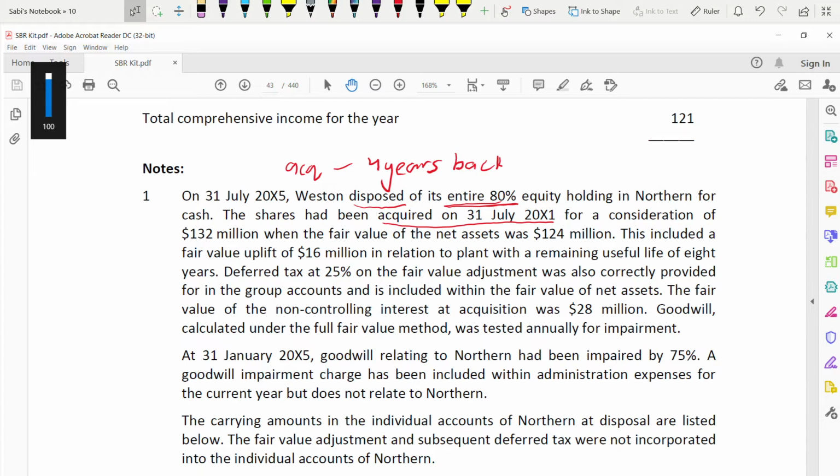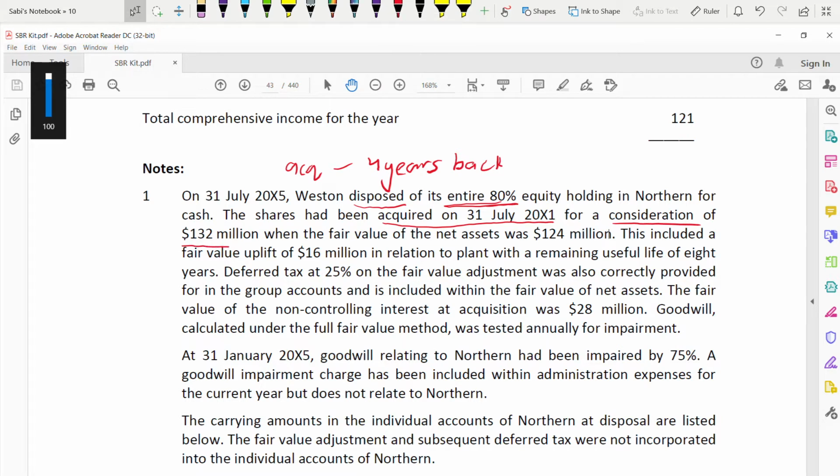Okay, for a consideration, what was the consideration? You need to know when they have acquired. The reason why they are giving you the acquisition details and the consideration is for your goodwill, or sometimes you might have impairment relating to goodwill, so that impairment will have an influence on your cash flow.